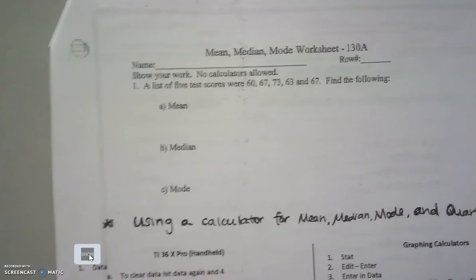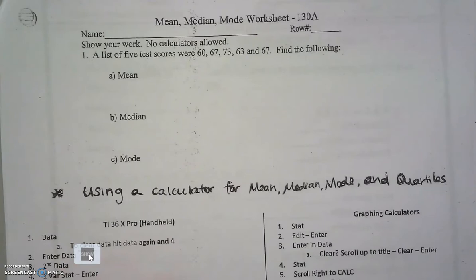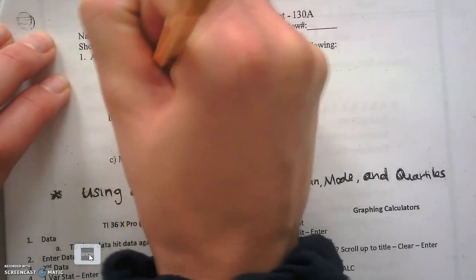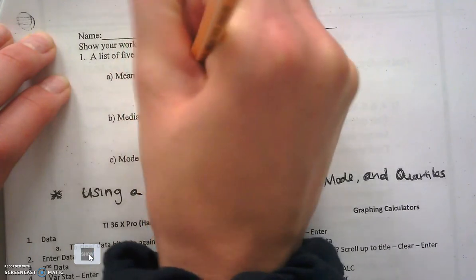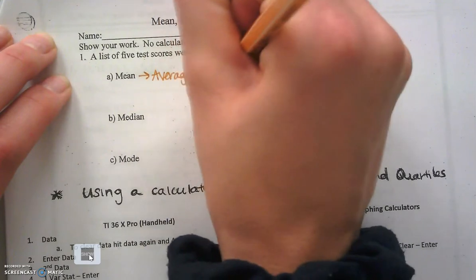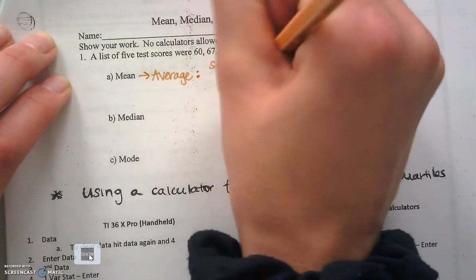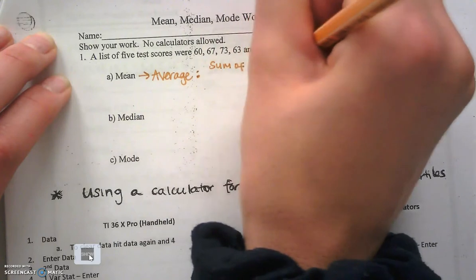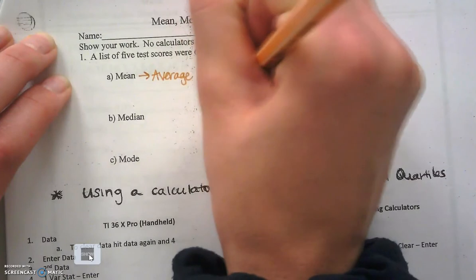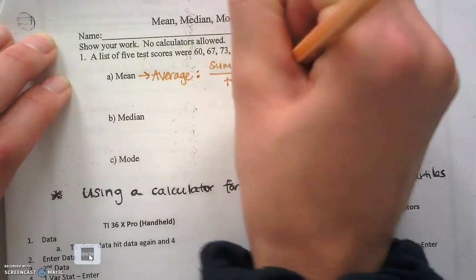What does it mean if I want you to find the mean of a number or a group of numbers, a data set? If I'm asking you to find the mean, I'm asking you to find the average. Remember that average is the sum of your data divided by the total number of data points.